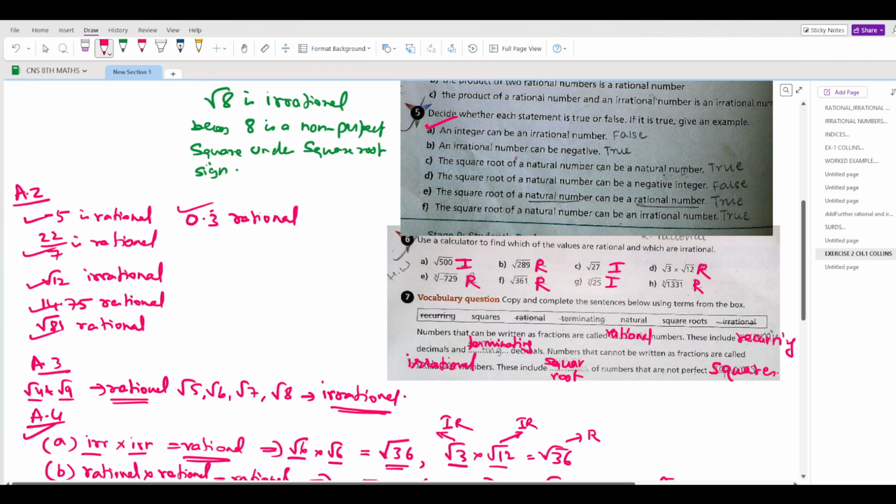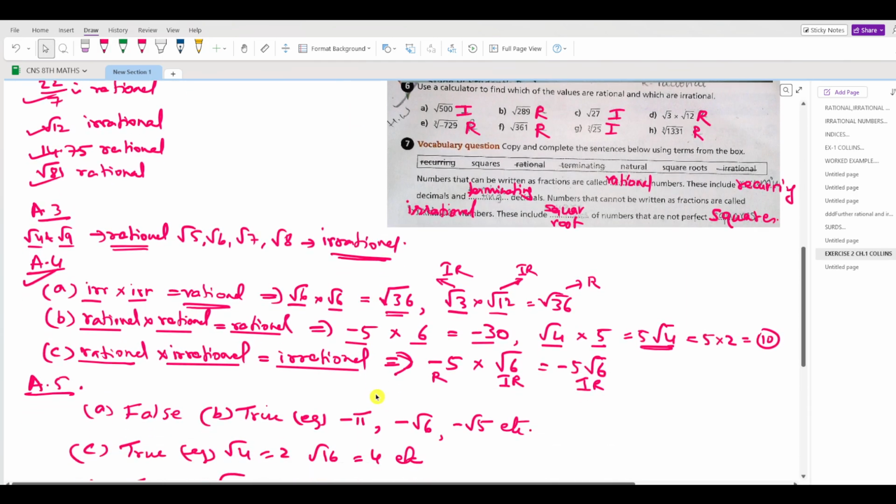B: an irrational number can be negative. Yeah, so an irrational number can be negative is a true statement. An irrational number can be positive as well as negative. So the answer for the 5th question, A is false. For B, the answer is true because there are many irrational numbers, like pi is an irrational number. If you put a negative sign, it will be a negative irrational number. Okay. Root 6 is an irrational number. If you put a negative sign in front of it, it will be a negative irrational number. Minus root pi is again a negative irrational number. So negative irrational numbers are always possible. So B is a true statement.